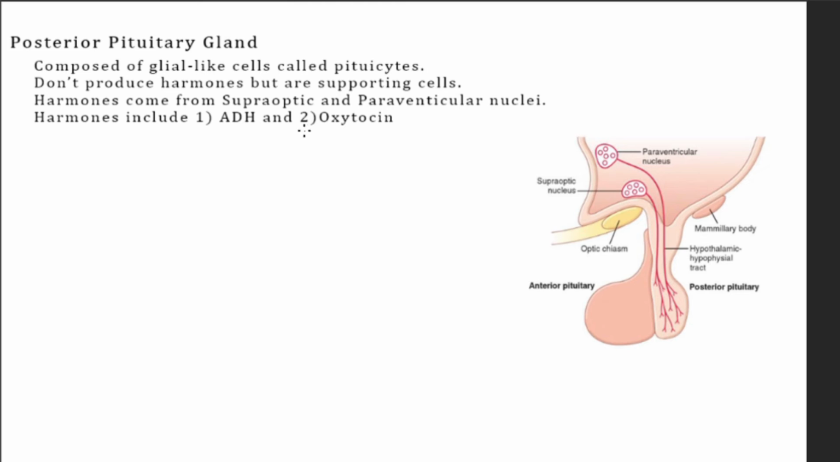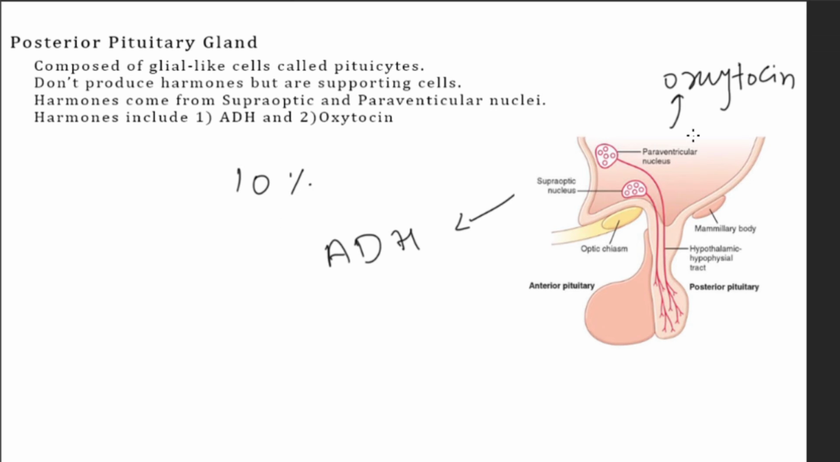The hormones come from the supraoptic and the paraventricular nuclei located in the hypothalamus. These hormones include antidiuretic hormone and oxytocin. Antidiuretic hormone is most commonly produced in the supraoptic nuclei, whereas oxytocin is produced primarily in the paraventricular nuclei. But both of these nuclei can produce 10% of the other hormone. That is, the supraoptic can produce 10% of oxytocin and the paraventricular can produce 10% of the ADH.